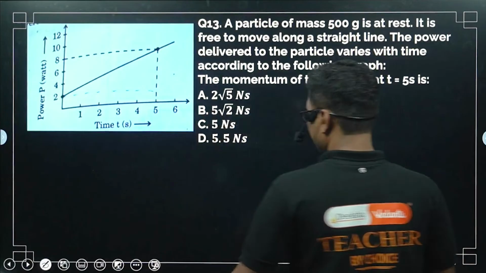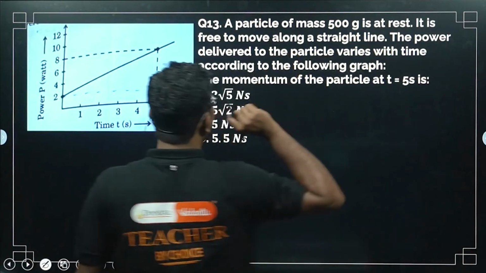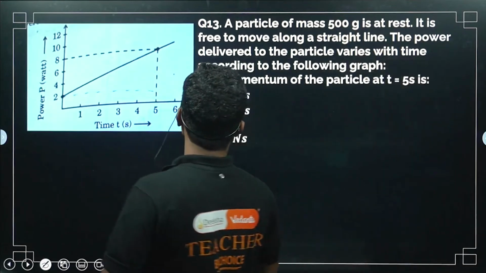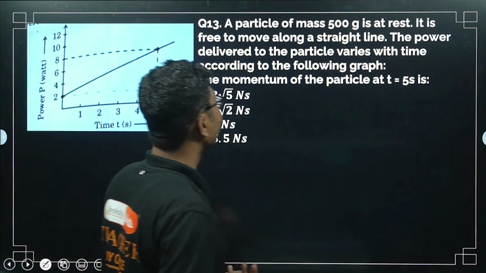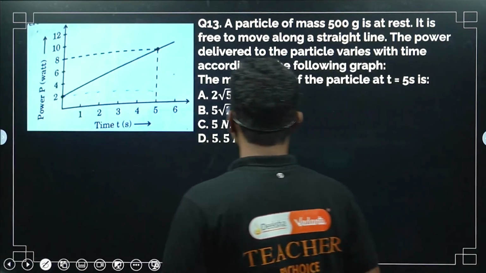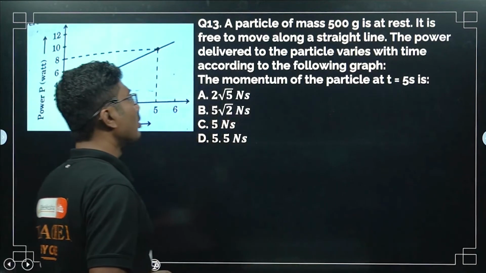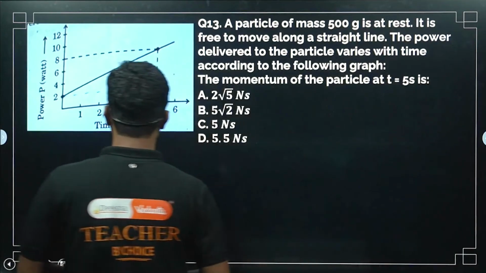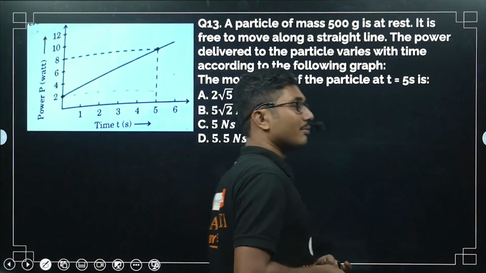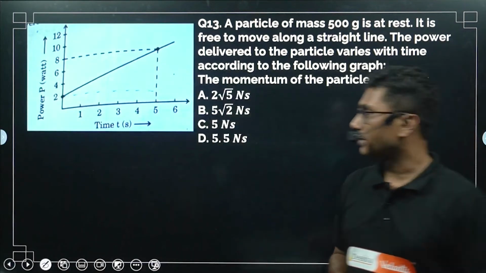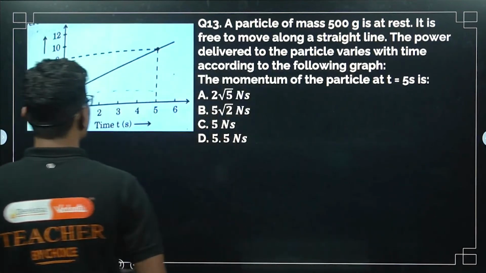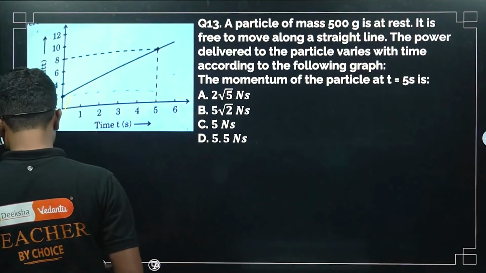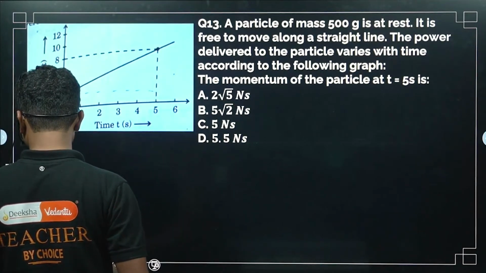Now, this is a very interesting question. A particle of mass 500 gram is at rest. It is free to move along a straight line. The power delivered to the particle varies with time according to the following graph. Then the momentum of the particle at time t equals 5 seconds is equal to. So what is the process through which we can solve this question? The way to solve this question is to find the area under this graph.